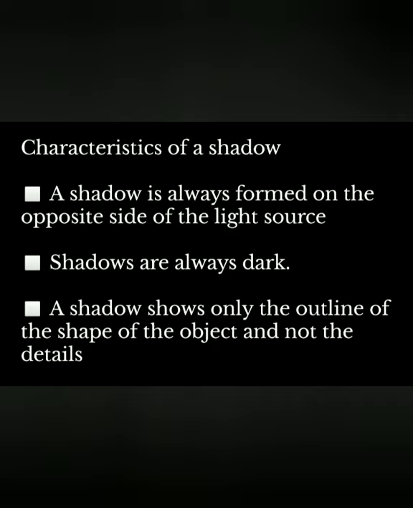Now let's read about the characteristics of a shadow. So a shadow is always formed on the opposite side of the light source. That is, wherever the light source is, on its opposite side, a shadow is formed. Shadows are always dark. So you know the shadows are always dark in color. A shadow shows only the outline of the shape of the object and not the detail. Yes, suppose our shadow is formed, then in the shadow we cannot see our eyes, nose, ears, all such things. So we can see the outline of our body.